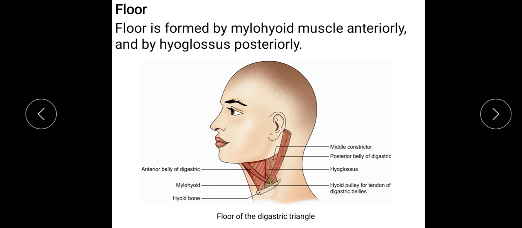This muscle is the hyoglossus muscle, and a small part of the floor is formed by the middle constrictor muscle of the pharynx. These three muscles, the mylohyoid muscle, hyoglossus muscle, and the middle constrictor muscle of the pharynx, form the floor of the digastric triangle.